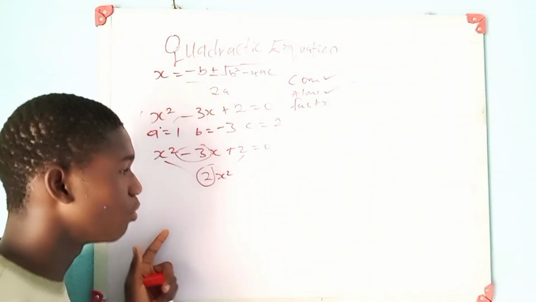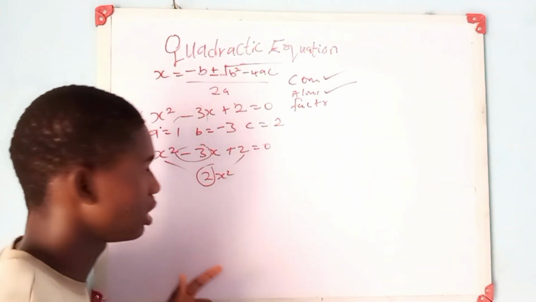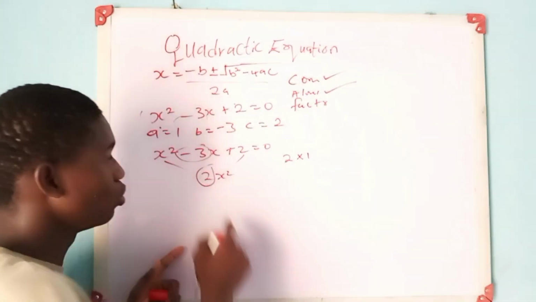It is something that you can multiply that you get this, and either add or subtract that you get this. Now, what are those values? So if we say 2 times 1 is going to give you 2.